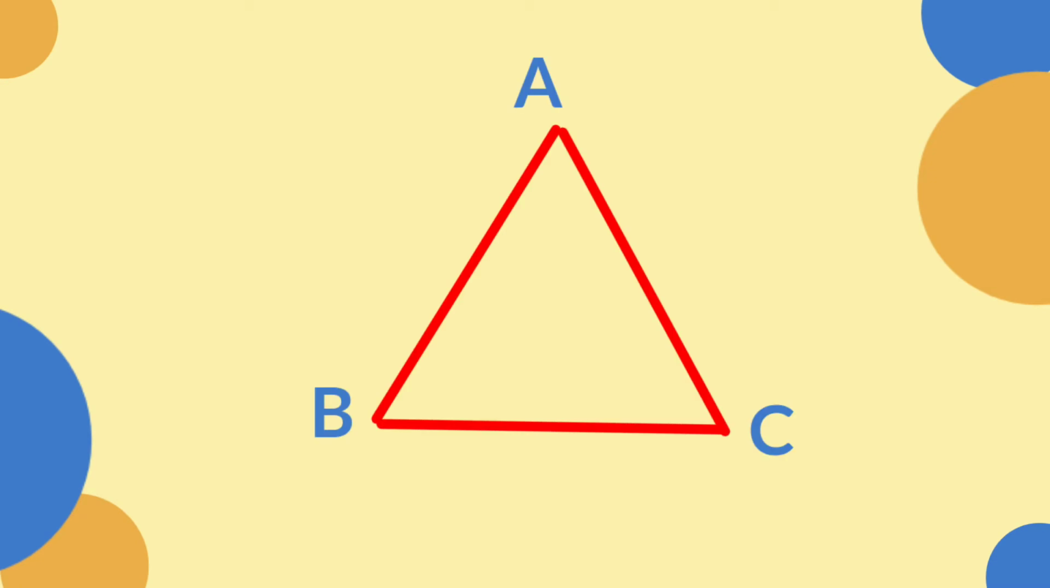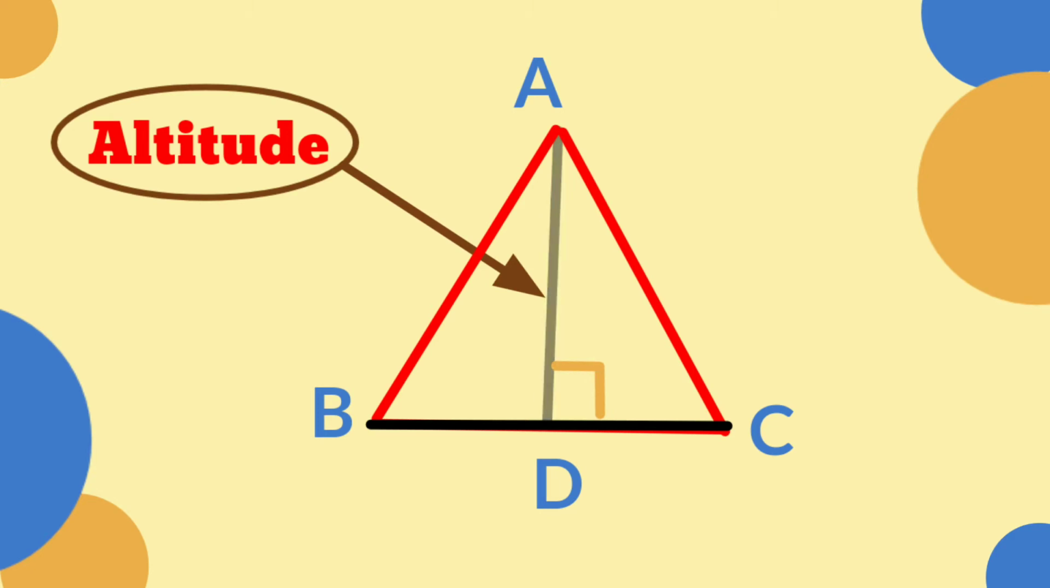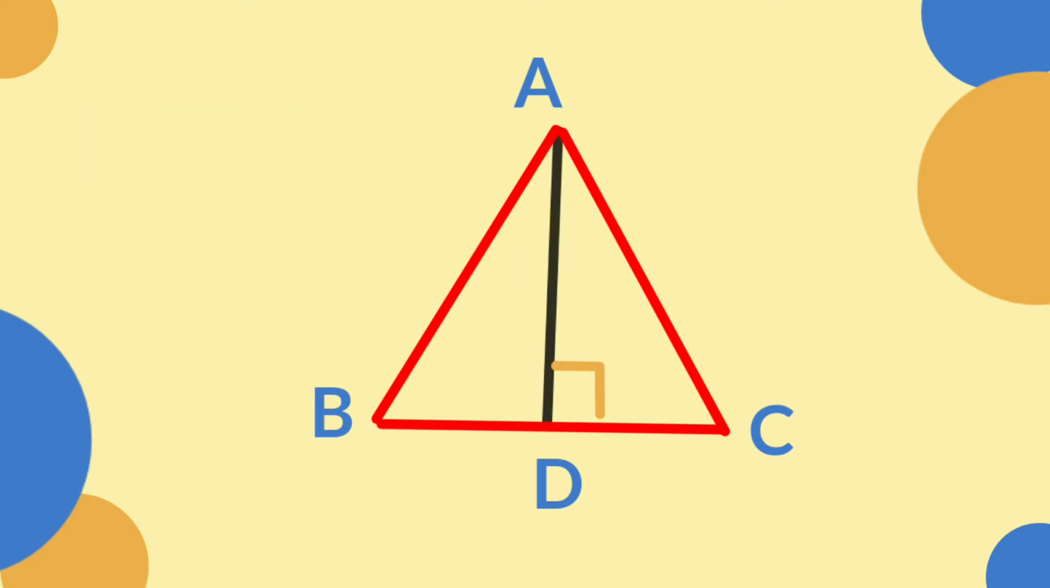Let's see. Consider a triangle ABC. If a segment AD is drawn from vertex A to its opposite side BC, such that it is perpendicular to BC, then it is called an altitude. So, AD is one of the altitudes of this triangle. Remember, it only has to be perpendicular to this side. Vertex D may or may not be the midpoint of segment BC.